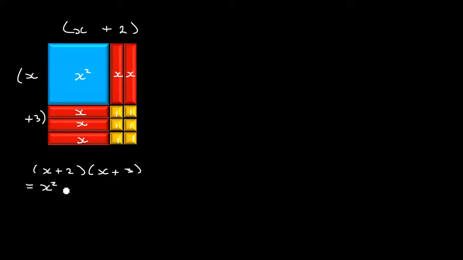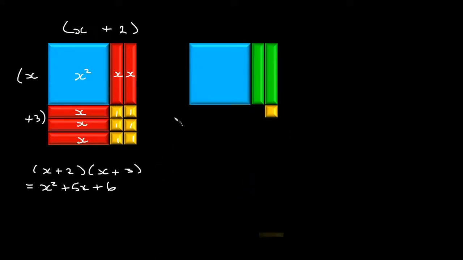X times 3, that's plus 5x, x times 3, sorry, and x times 2, so we've got 2x and 3x, 5x, and then 2 times 3, 6. Now, all very straightforward, but what happens if we introduce a negative? So let's use some more tiles.